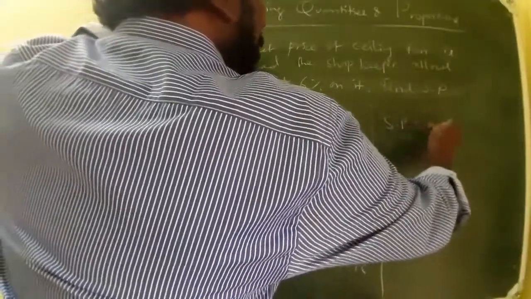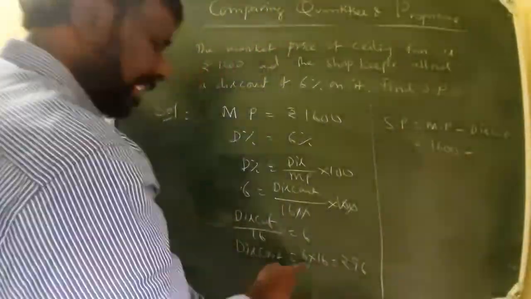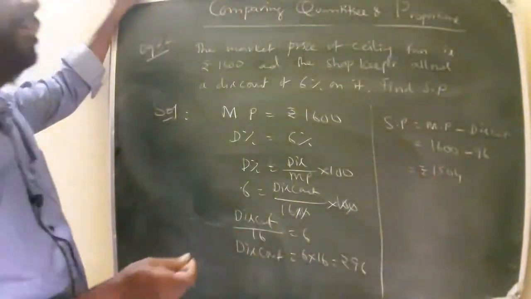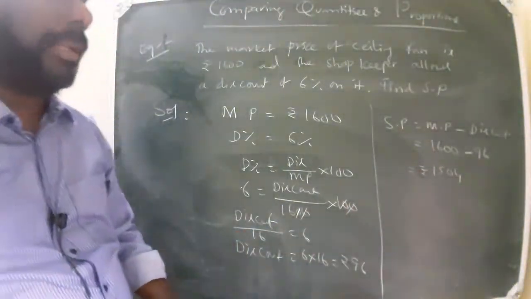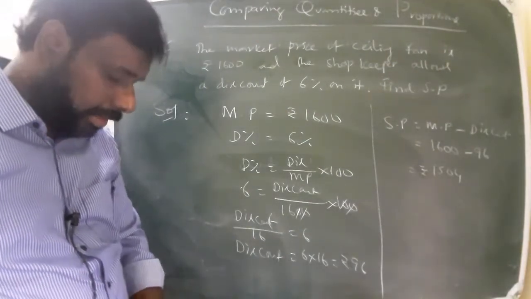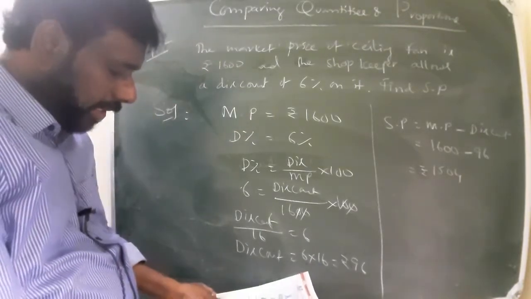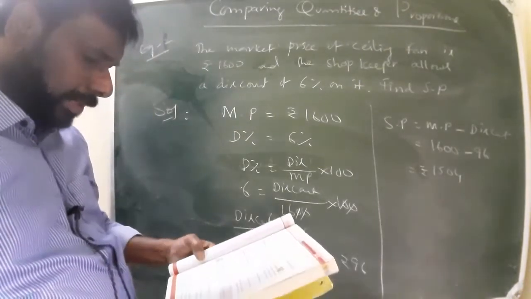If you want to find the selling price, market price minus discount gives the selling price. Market price is 1,600 minus discount 96 rupees, which is 1,504 rupees. 1,504 rupees is the selling price. So like that you have to do this one. Okay, now we'll see example 3.